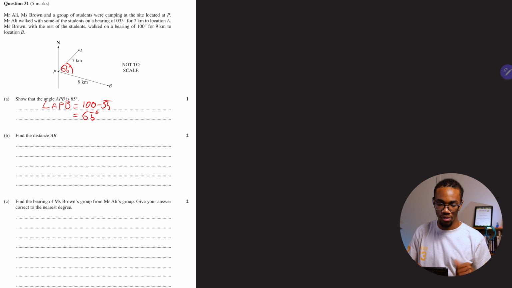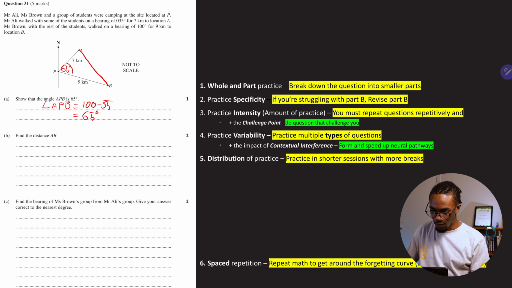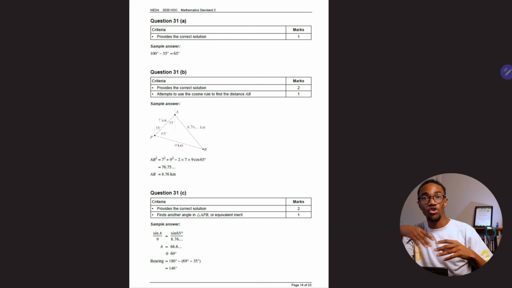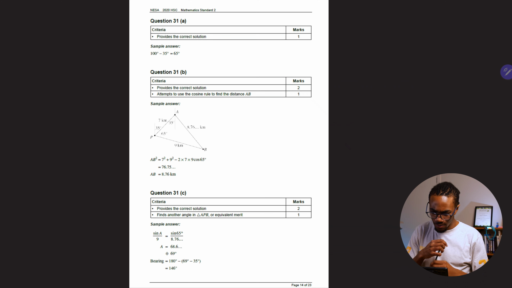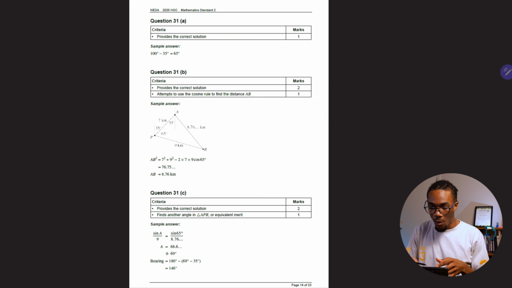Okay, what about the next question? Find the distance AB. So this distance in here. I actually don't know how to do this. What do? Whole task, part task. Break it down into smaller parts. An easy way to do this, if I skip forward a bit, is just to have a look at the answers. See what they did. See if it clicks any bells, reinforces, reminds you of any of those previous tracks that you've laid down, and see if you can work it out from there.